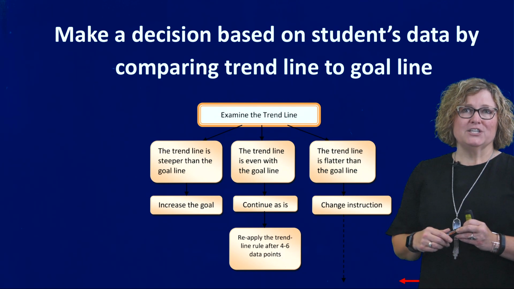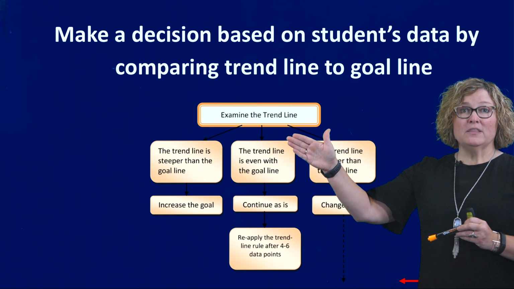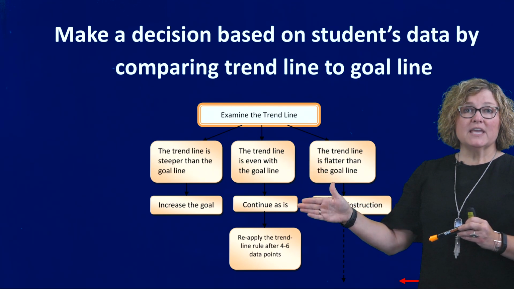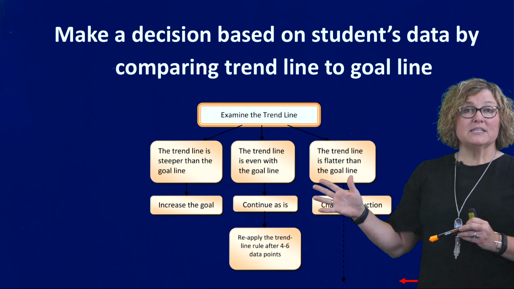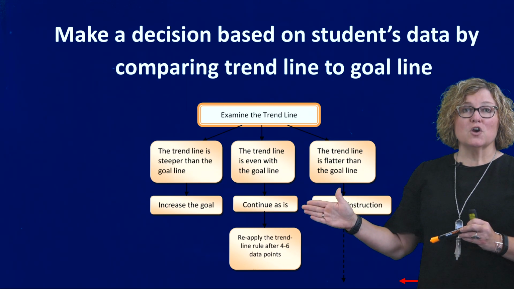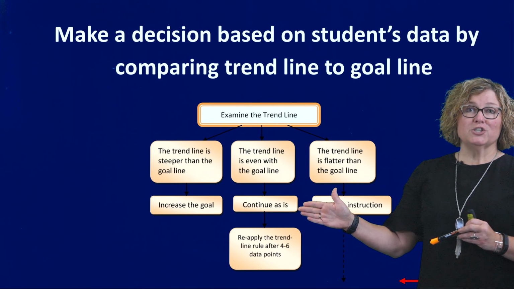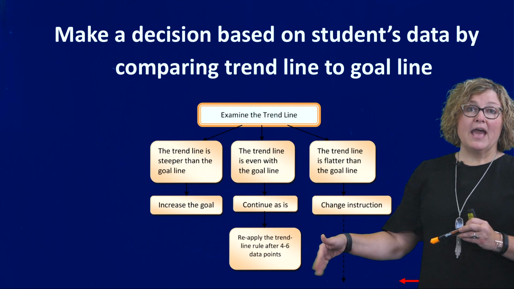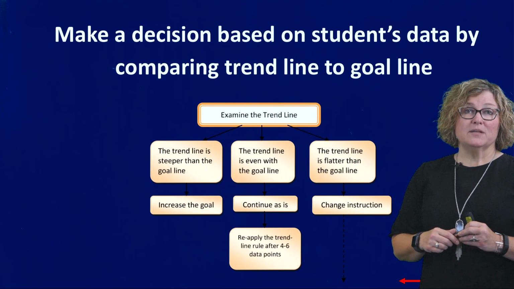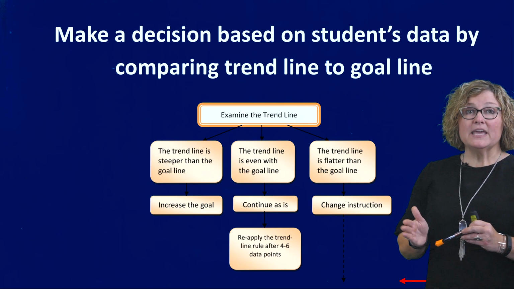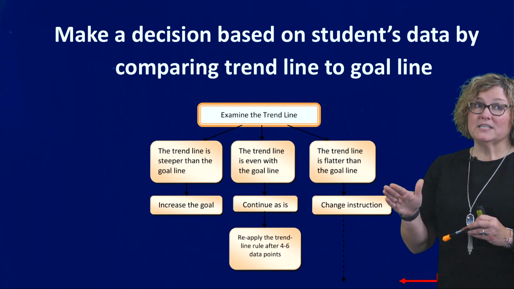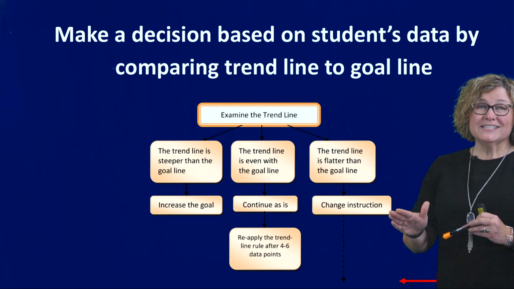A second decision might be that the trend line is almost even with the goal line. In this case, we stay the course, continue with the current regimen of instruction, and then we're going to reapply the trend line after an additional 4 to 6 data points. Finally, it might be that the trend line is flatter or less steep than the goal line, and in this case, we're going to change instruction.